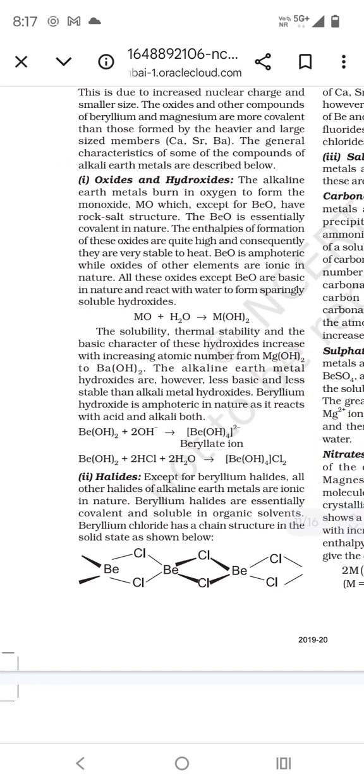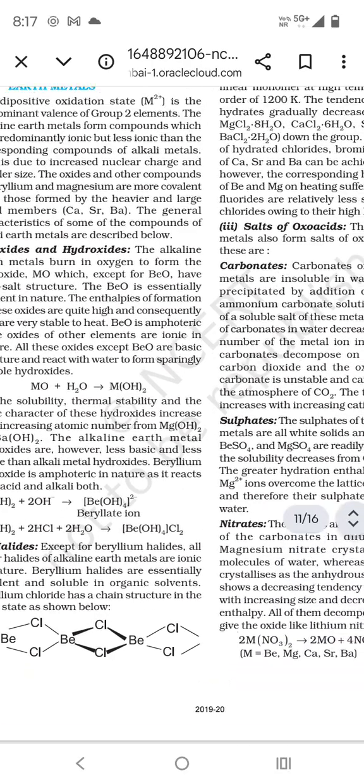Halides. Except for beryllium halides, all other halides of the alkaline earth metals are ionic in nature. Beryllium halides are essentially covalent and soluble in organic solvents. Beryllium chloride has a chain structure in the solid state, as shown.